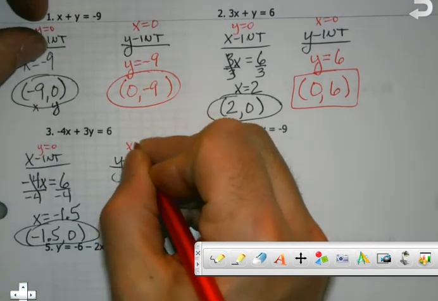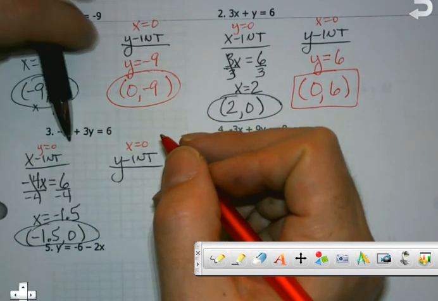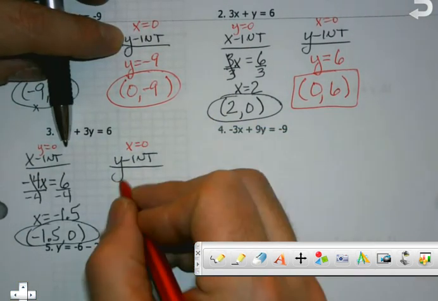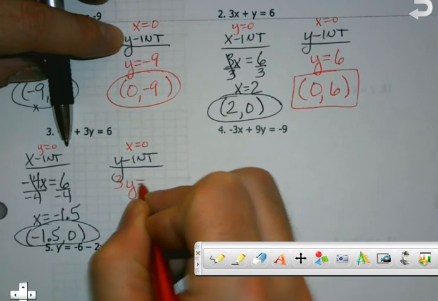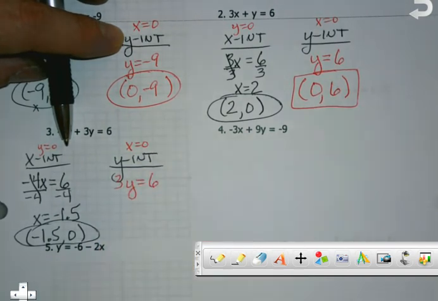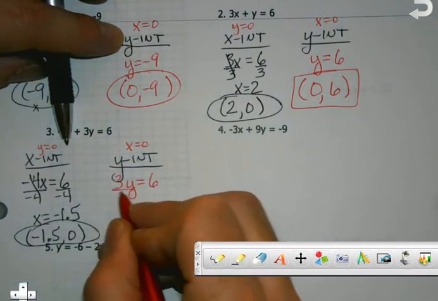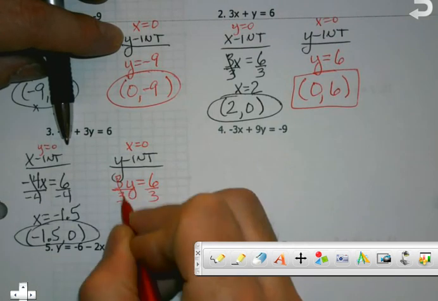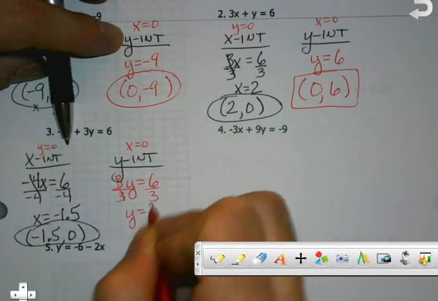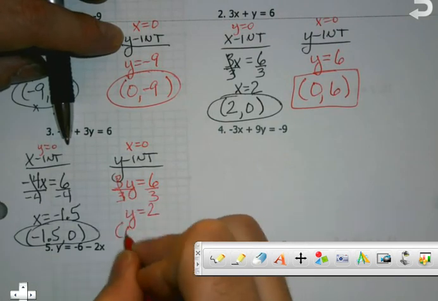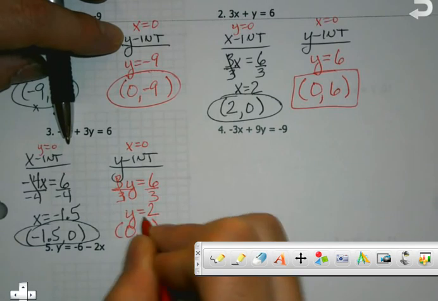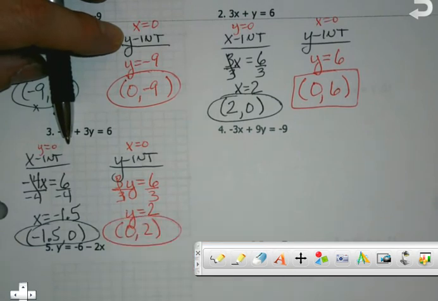Y-intercept, same deal. Cover up my x term. Y equals 6. Yep, and just divide. Y equals 2. And I say, okay, x, y. Not for a long while.